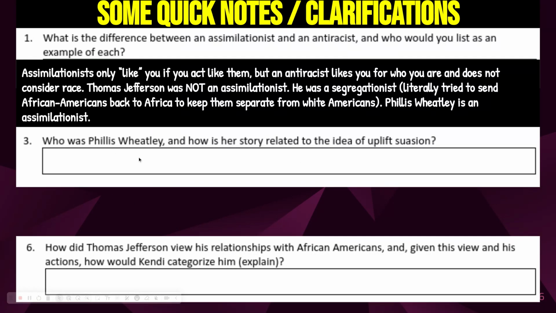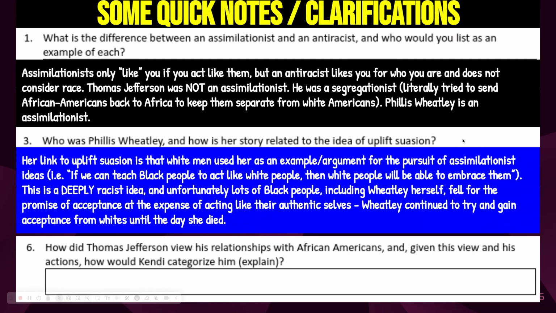The question was, who is she and how is her story related to the idea of uplift suasion, and conversely, assimilationist? Her link to uplift suasion is that white men used her as an example or an argument for the pursuit of assimilationist ideas. In other words, they basically said, if we can teach black people to act like white people, then white people will be able to embrace them. That is a deeply racist idea. And unfortunately, lots of black people, including Phyllis Wheatley herself, fell for that promise of acceptance at the expense of acting like their authentic selves.